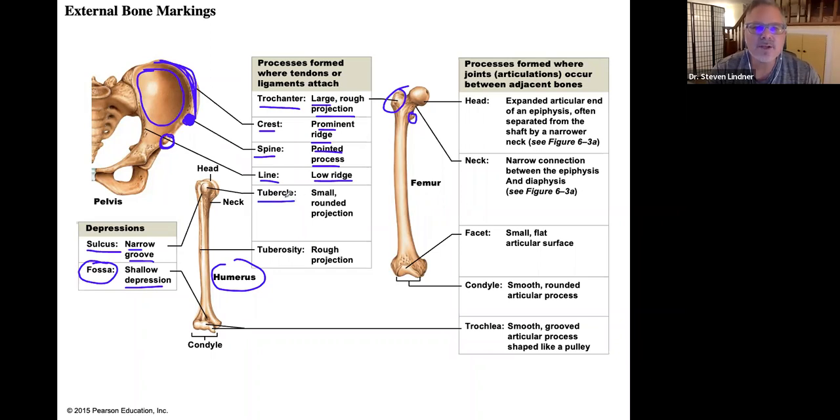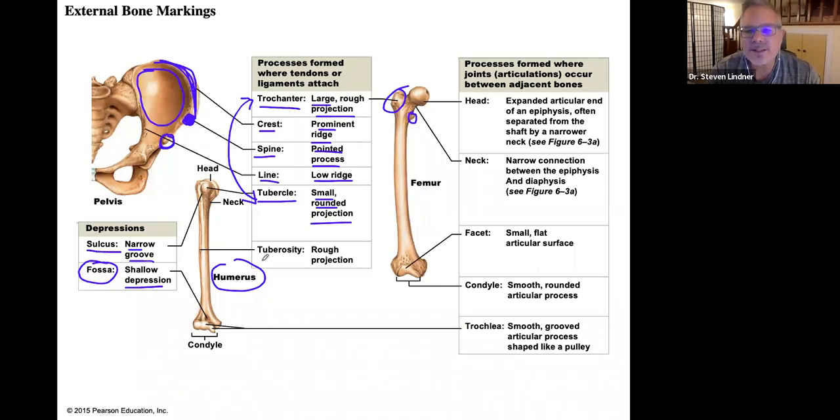Tubercles are kind of like trochanters. These are very similar to one another. A tubercle is just a smaller projection, right? So here's the greater trochanter, lesser trochanter. Here's the greater tubercle and the lesser tubercle. So these tubercles are just smaller, rounded projections. They're not huge and large.